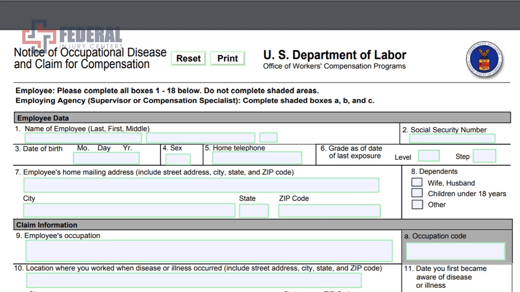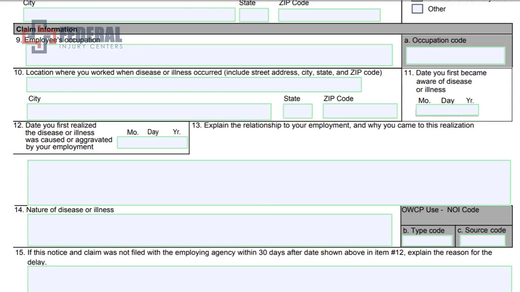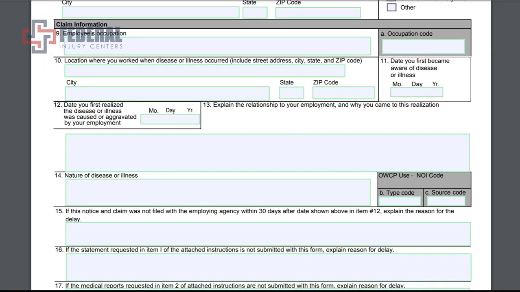Let's go ahead and scroll down a bit. Starting here in box 9, employee's occupation, again, not too difficult. Box 10, location where you worked when disease or illness occurred. This is going to be the primary address of the facility that you work at.